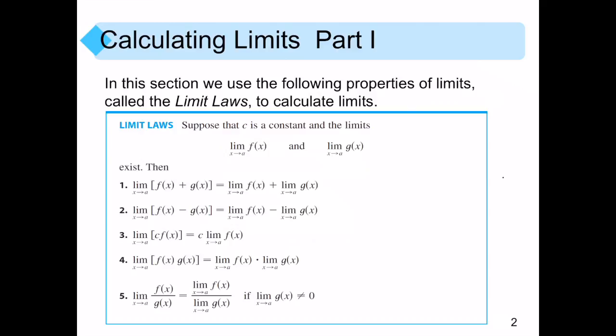Let's look at the first way to find the limit, using limit laws. The first group of the limit laws has 5. The first one is the addition law. The second one is the subtraction law. The third one is the constant times function law. The fourth one is the product law. The last one is the quotient law. For the quotient, be careful: the denominator cannot equal 0.